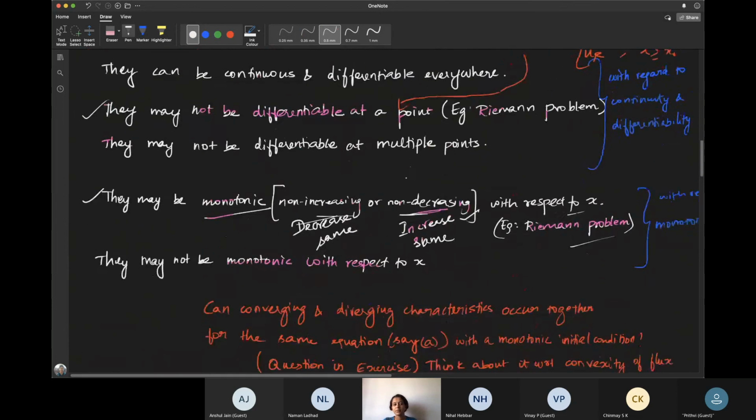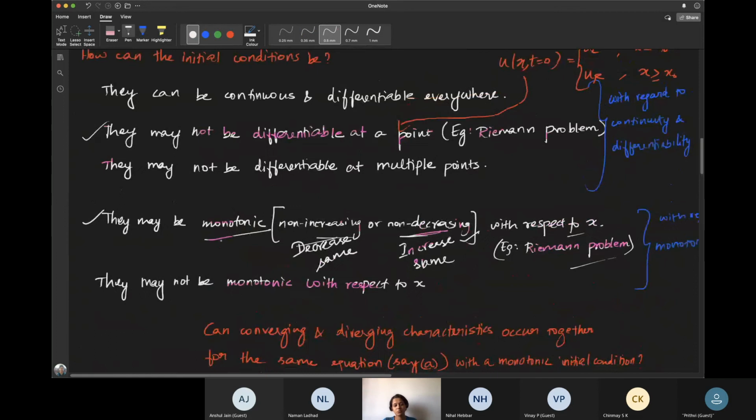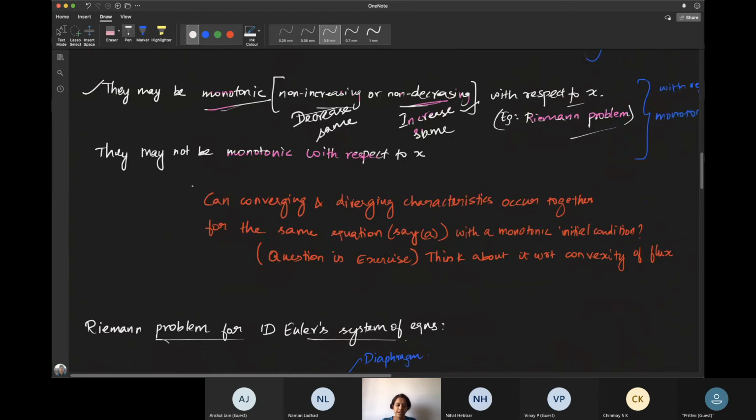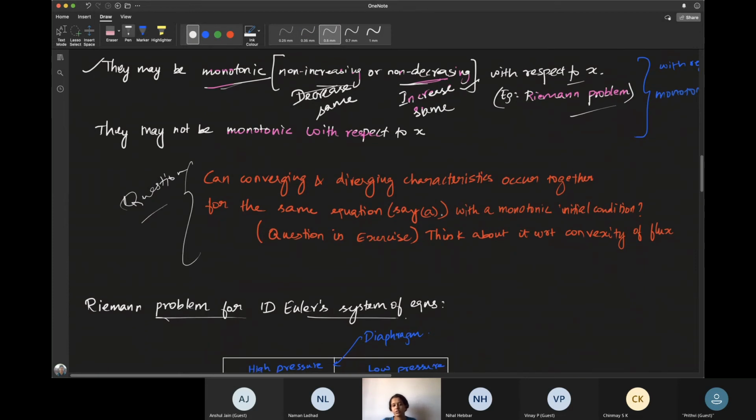Now, a question to you. We have seen monotonicity and being not differentiable at a point alone. With that into consideration, here is the question: can converging and diverging characteristics occur together for the same equation? Say A or C. You can consider any of these equations because they are non-linear. Only in the nonlinear cases is there a possibility for us to have converging and diverging characteristics. For linear cases it's not possible at all.